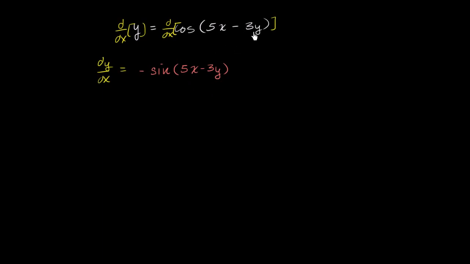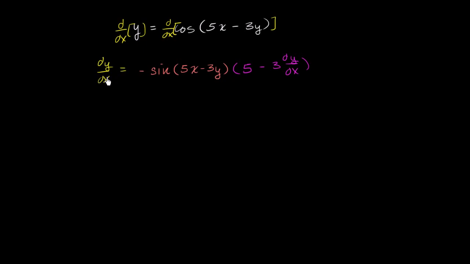So what's the derivative of the something with respect to x? Well, the derivative of 5x with respect to x is just equal to 5. And the derivative of negative 3y with respect to x is just negative 3 times dy/dx. The negative 3 times the derivative of y with respect to x. And now we just need to solve for dy/dx.